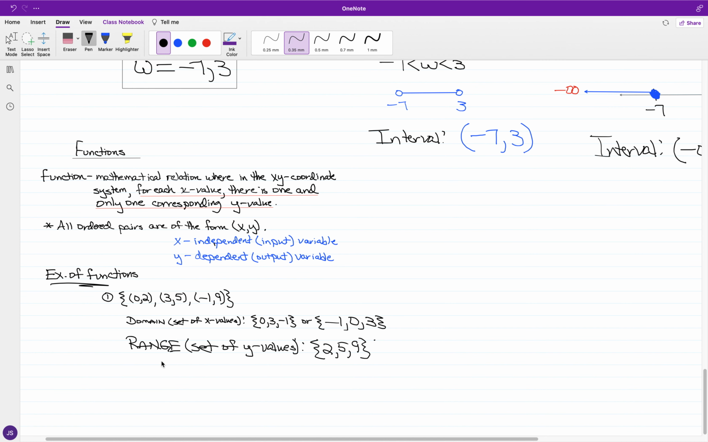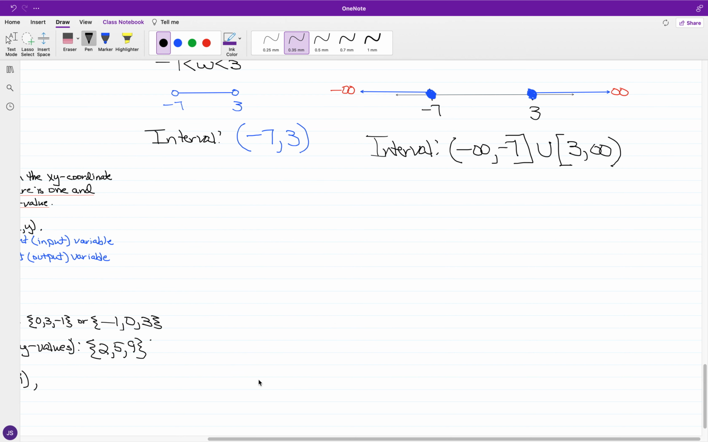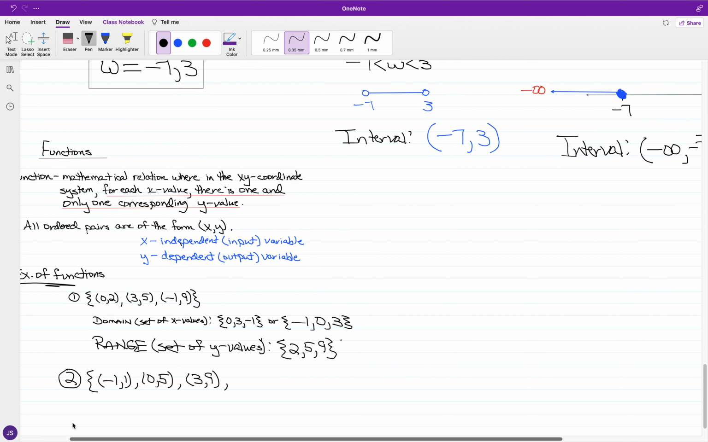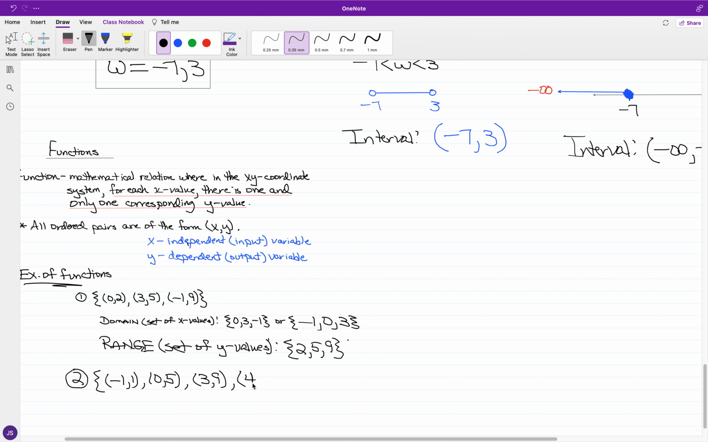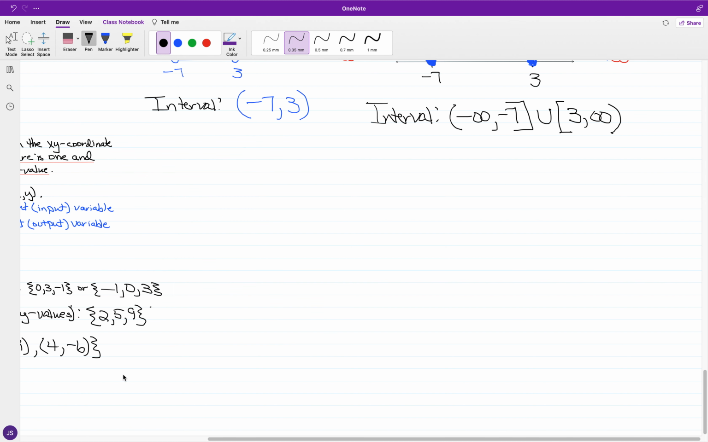Now, another case of a function. You see we have -1, 1. You see we have 0, 5. As well as 3, 9. As well as 4 and -6. Okay, this is also going to be a function, because your x values have -1 paired up only with 1, 0 with 5, 3 with 9, and 4 with -6.